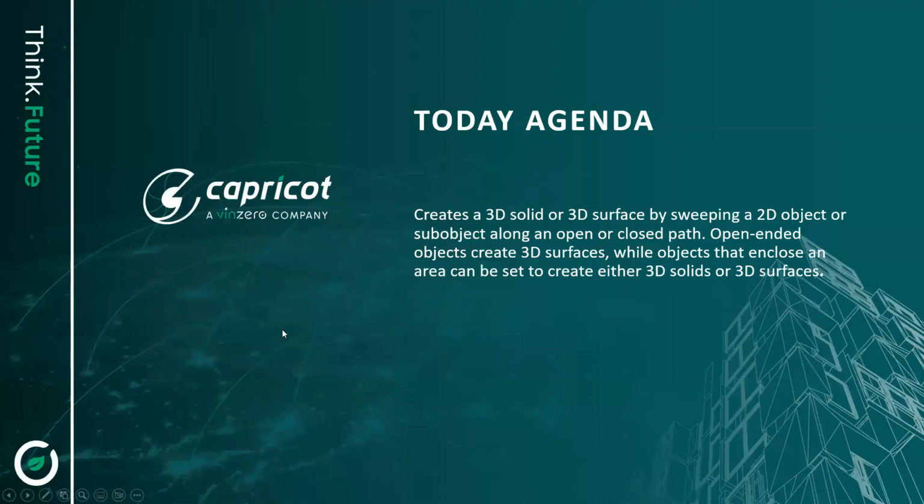Today we will learn the AutoCAD sweep command. The AutoCAD sweep command is used to create a 3D solid or 3D surface by sweeping a 2D object or sub-object along an open or closed path. Open-ended objects create a 3D surface, while objects that enclose an area can be set to create either a 3D solid or 3D surface. So let's move to the AutoCAD screen and learn how to use the sweep command.